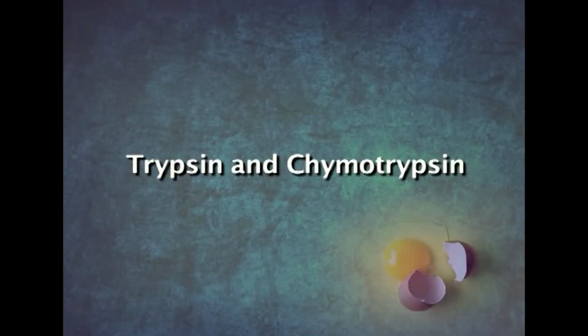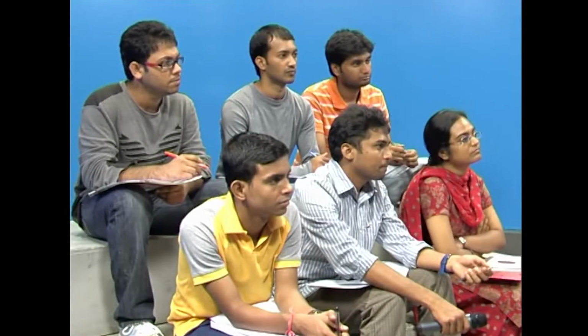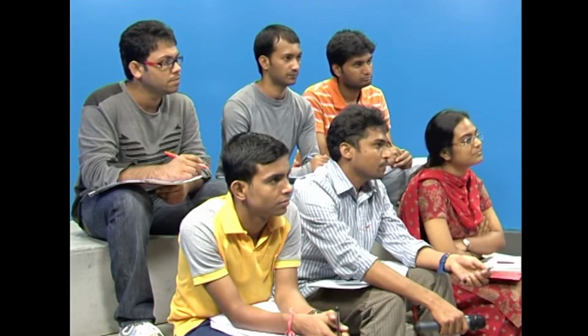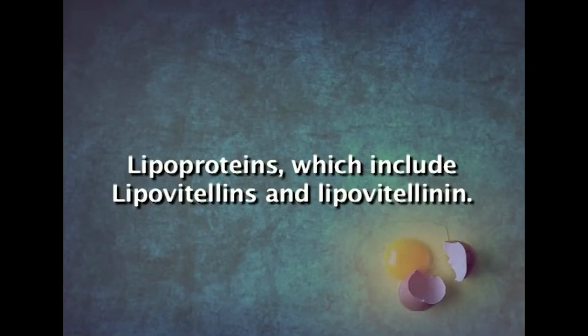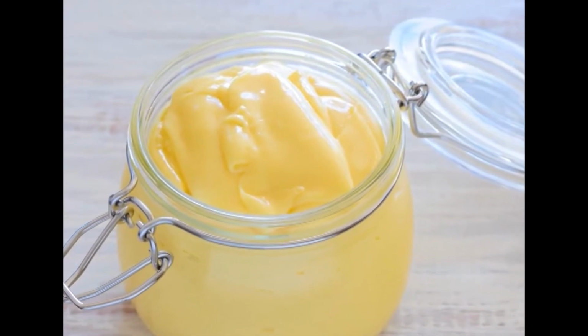Now, egg yolk contains certain other protein components. The solid content of yolk is about 50%. Mostly in the egg yolk you will find a large amount of lipids as well as the proteins. Now, the major proteins in egg yolk are lipoproteins, which include lipovitellins and lipovitellenin. The lipoproteins are responsible for the excellent emulsifying properties of egg yolk, which is used in such products as mayonnaise.